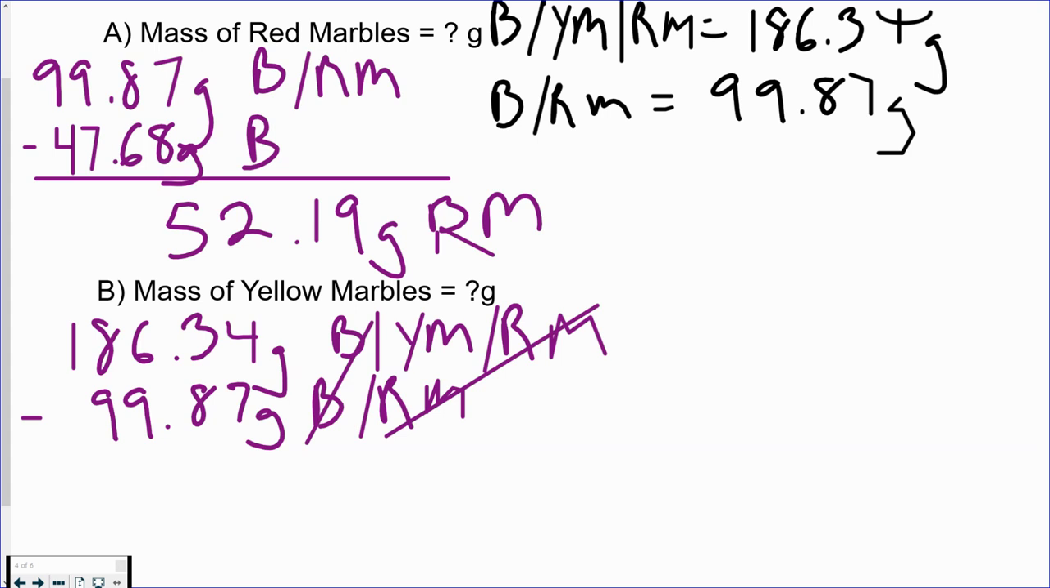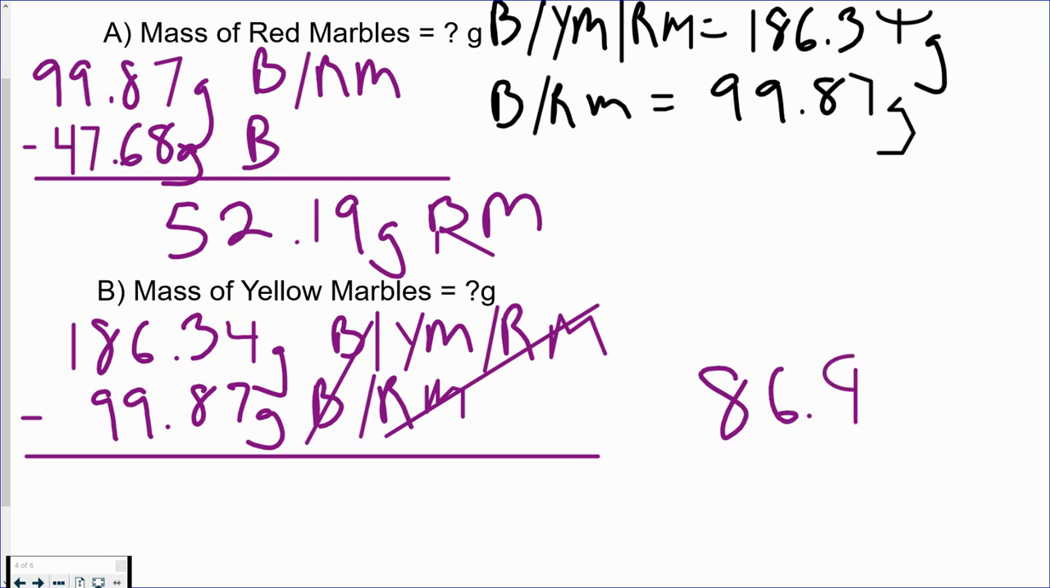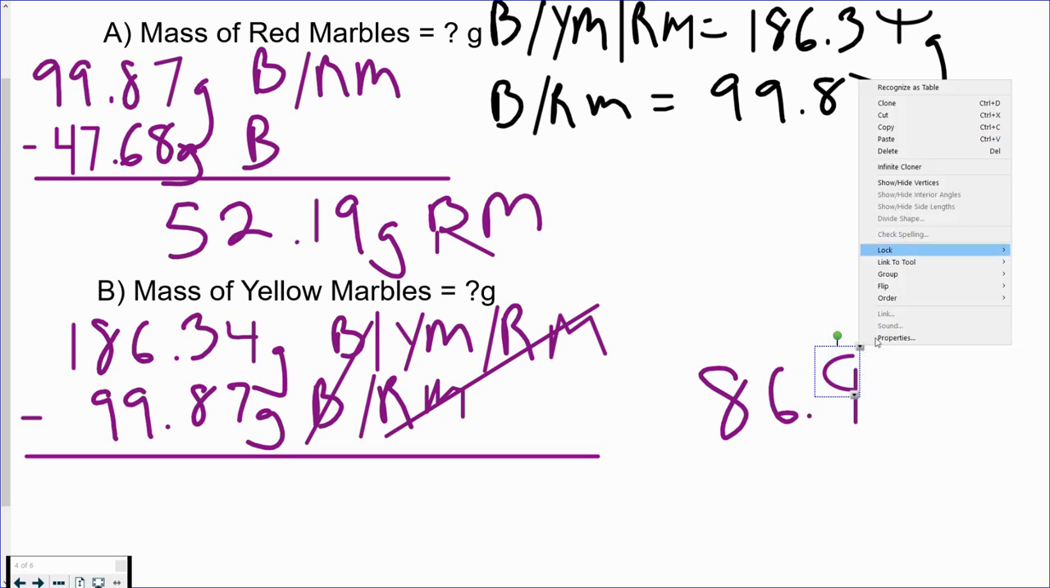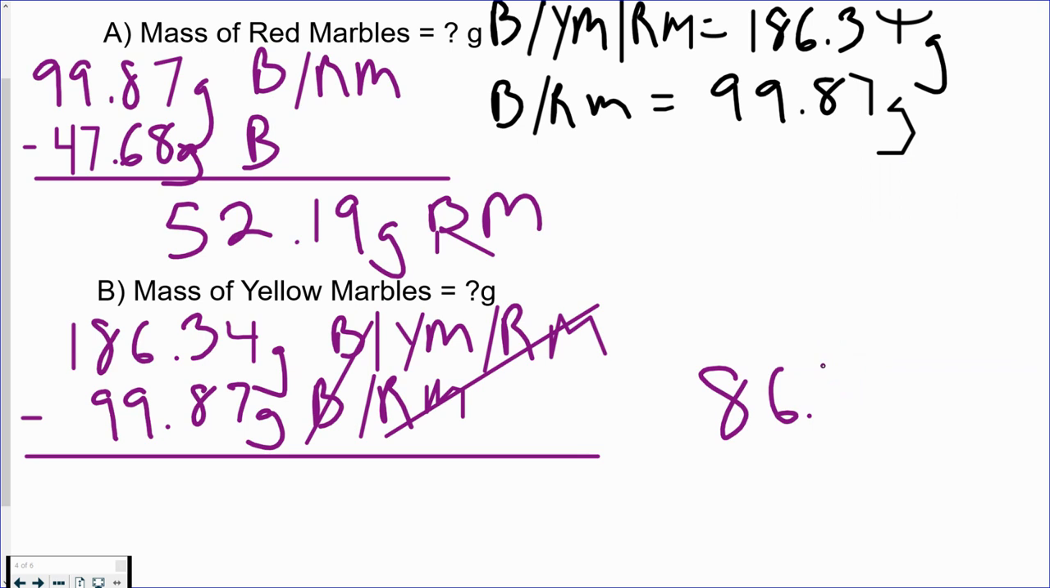Cross those out, leaving us just with the yellow marbles with a grand total of 86.47 grams, and that is yellow marbles. All right, so we have the two masses. Now, we are going to move on to the second set of questions.